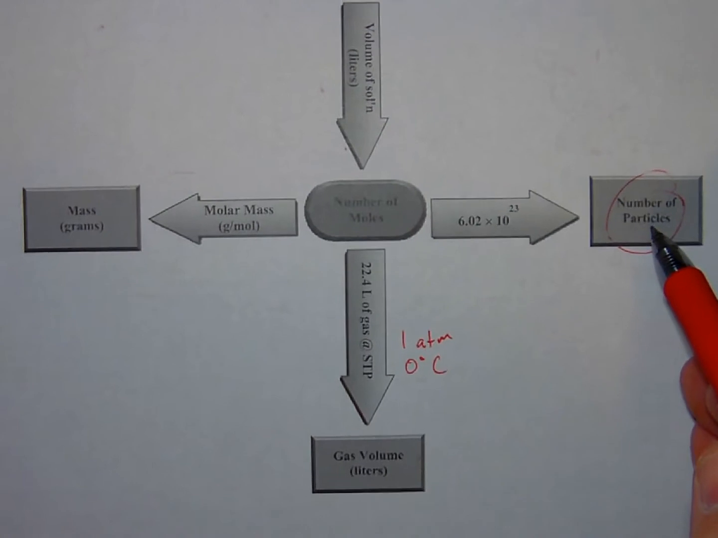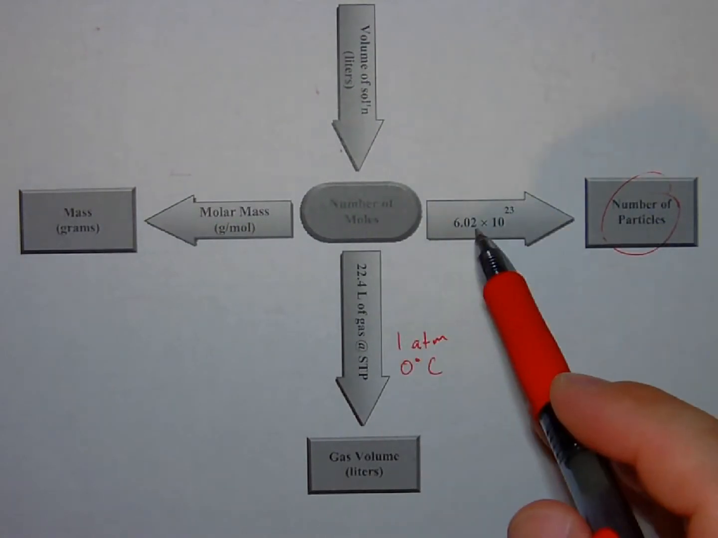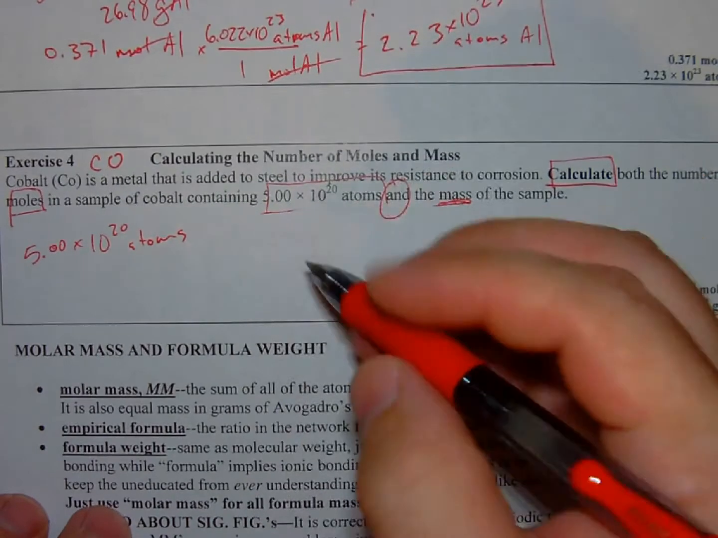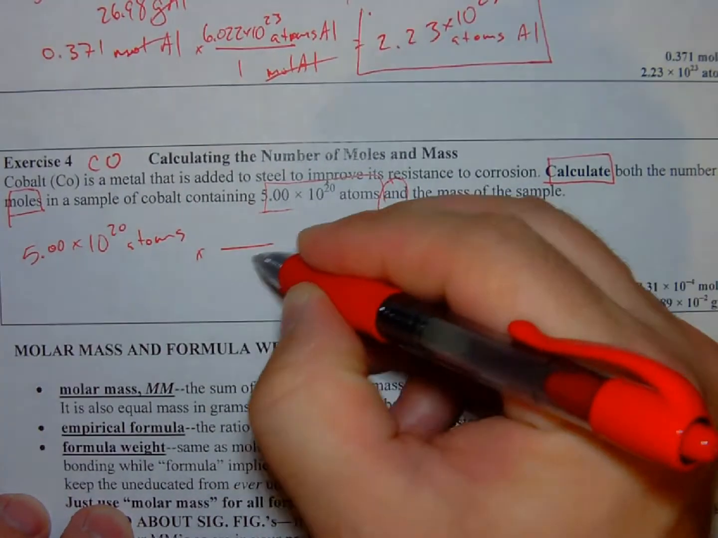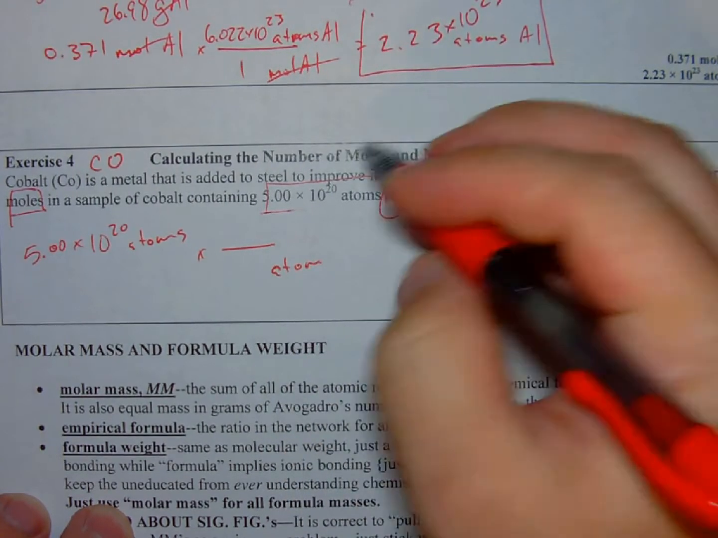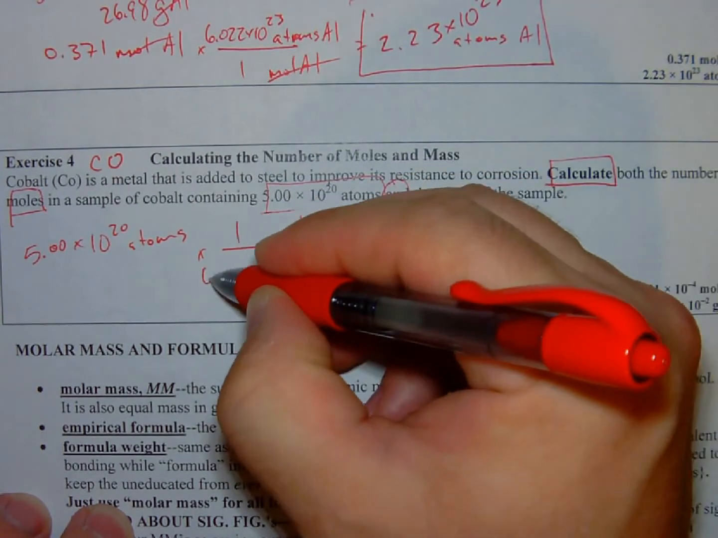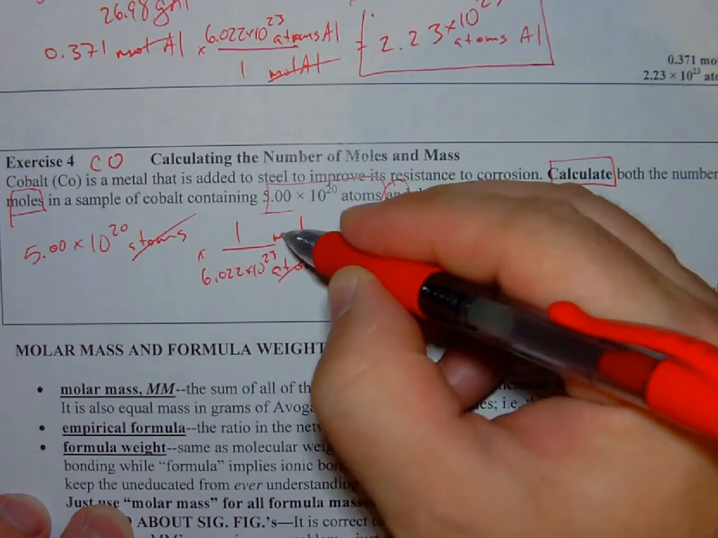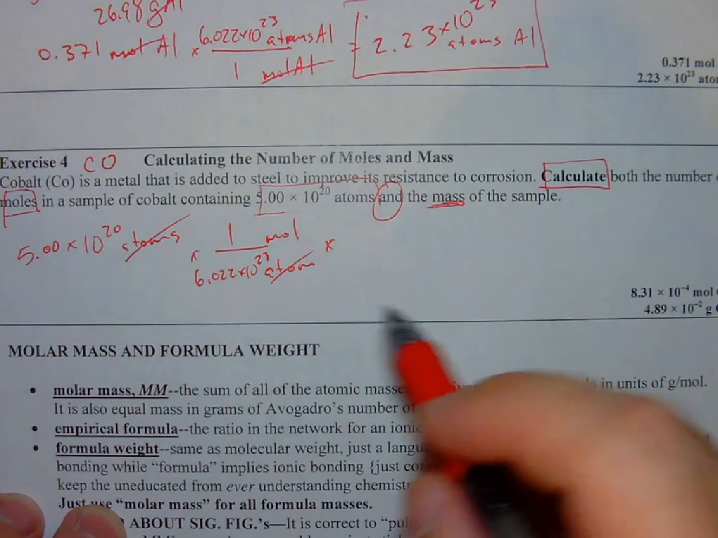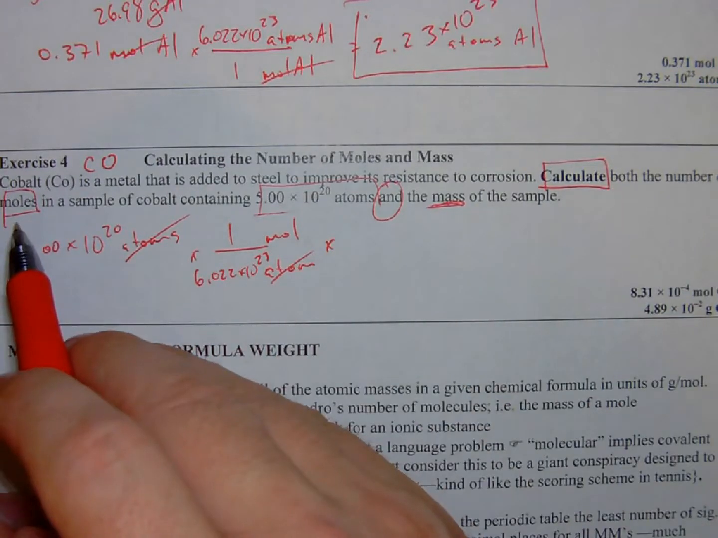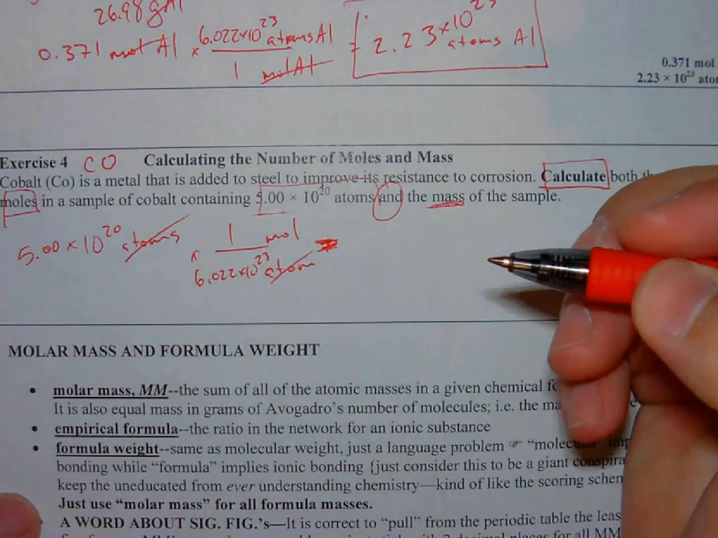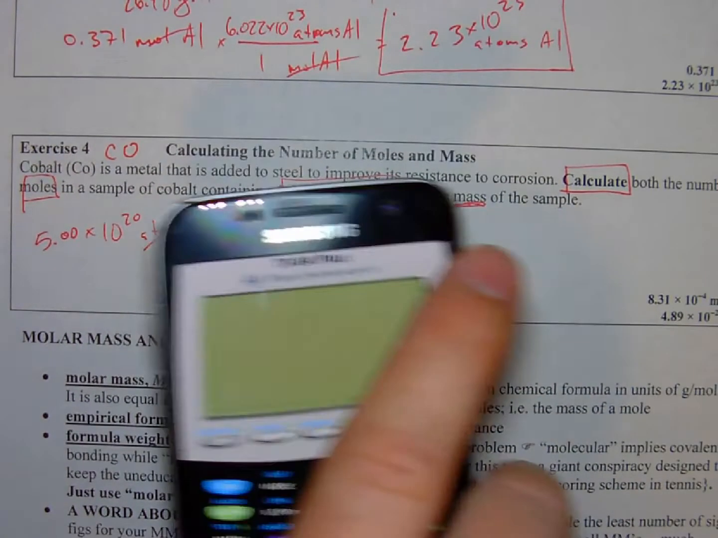Well, let's remember, I have number of particles. If I need to go to moles, I'm going to use Avogadro's number. So use Avogadro's number. Set up a conversion factor. Now for every 1 mole, there's 6.022 times 10 to the 23rd atoms. Atoms will disappear. My only unit is moles. But wait a minute. Calculate both the number of moles. Oh my gosh, I don't need another conversion factor. That's one of my answers. Goodness gracious. Let's go get some points.